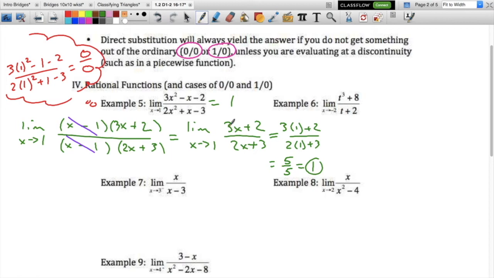What questions do you have on that one? Probably one of the more popular ways to solve a limit. Yeah, go ahead, Raven.